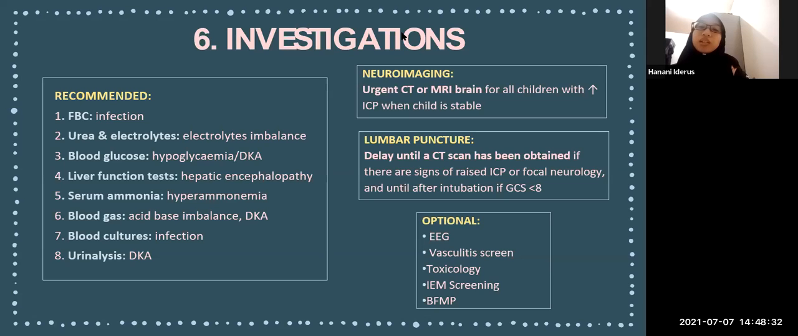And then blood culture, if based on the FBC there is a sign of infection, we can do the blood culture for the management of antibiotics. And maybe if we are worried about DKA, we can do urine analysis to look at the level of ketones for ketonuria. That is the recommended blood investigation and also the urine.